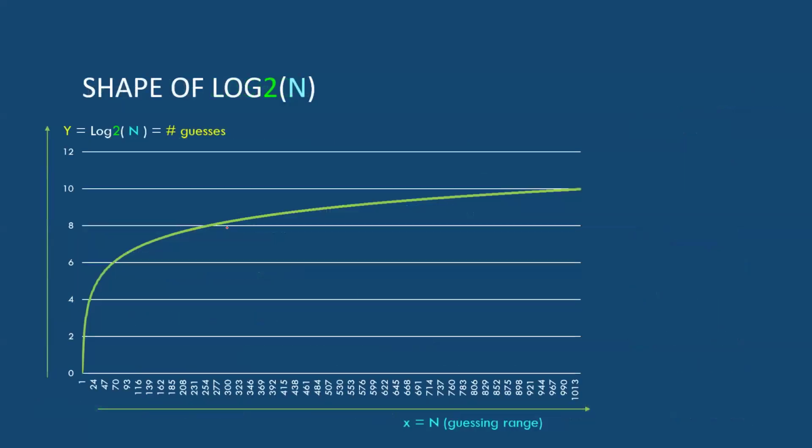So here's what our log base 2 curve looks like. As n keeps getting bigger, this is the size of the problem.